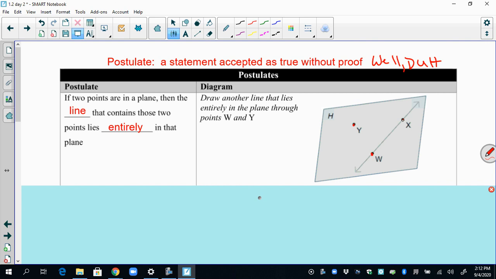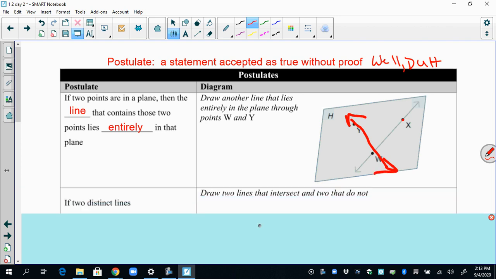So we have line WX. Every single point on that line is going to be on that piece of paper as well. So the question says, draw another line that lies entirely in the plane through points Y and W, W and Y. So you could draw another line. Oh, that wasn't very good. I didn't go through that. Let me erase that and try that again. If I go from Y down to W and draw another line, you get the idea.